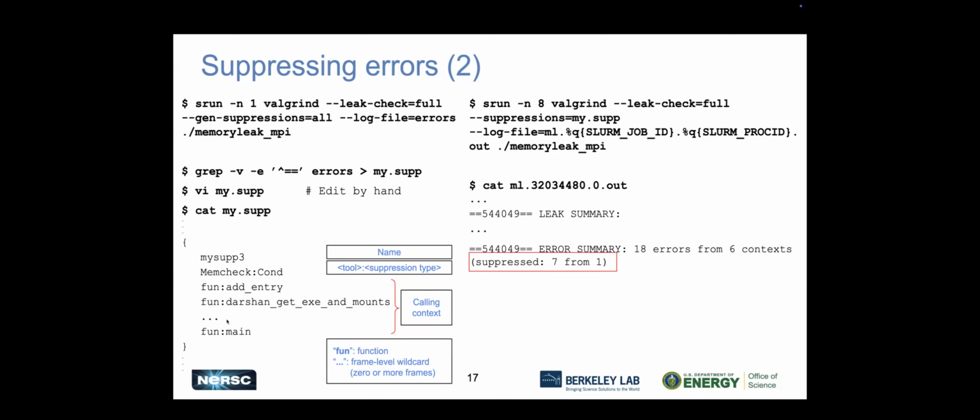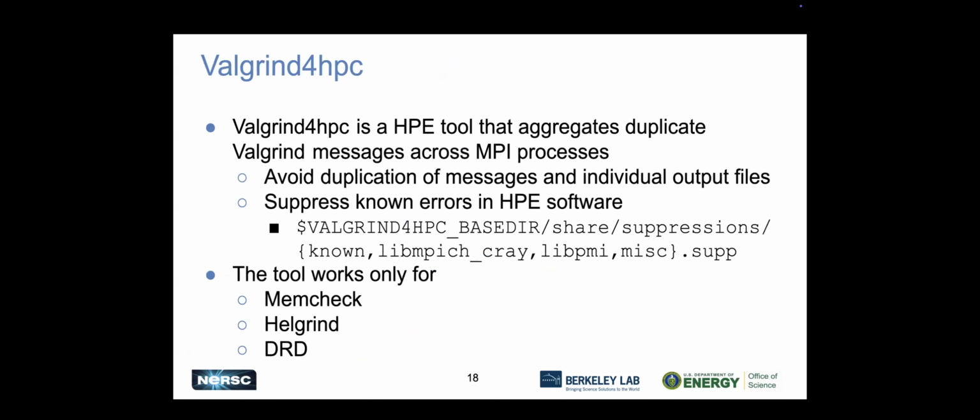So it can be 0 or more frames here. They can be just no function call between this line and the main, or there can be many. So we can use this simple form, and then we use the suppression file. And then when we use it, we get the report saying that 7 errors were suppressed. Okay, this is how to create a suppression file and then use it.